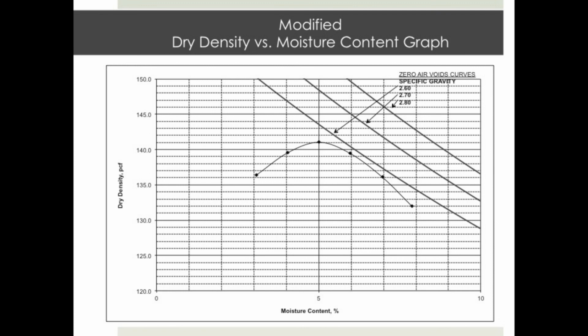Dry density is again plotted as a function of moisture content. In this case, our stone-based material yielded a maximum dry density of 141 pounds per cubic foot at an optimum moisture content of 5%. This concludes the standard and modified Proctor test procedures and data reduction sections.